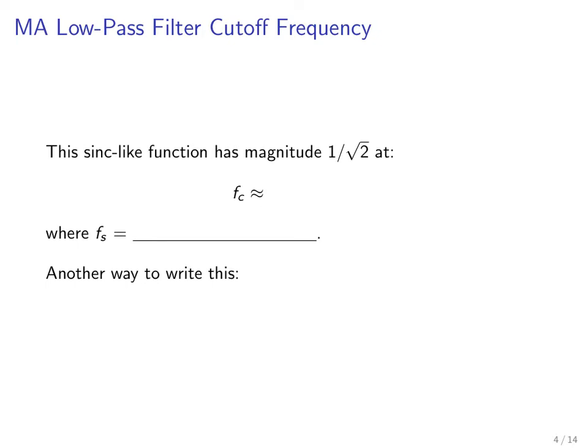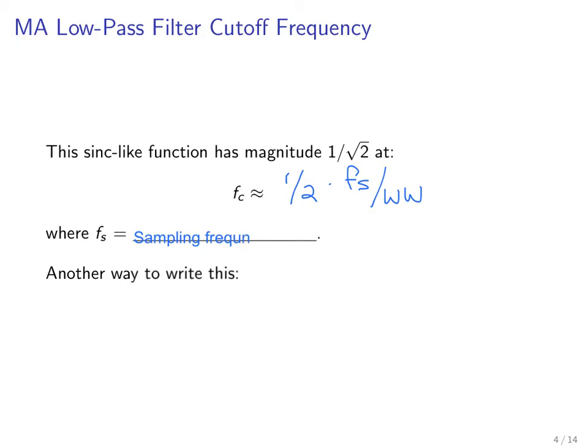Now this sinc-like Dirichlet kernel has magnitude 1 over root 2, or minus 3 dB on the dB scale, at frequency f sub c, or the corner frequency, of 1/2 times f sub s over WW. So again, WW is the window width of the filter. And f sub s is the sampling frequency that was used to sample the signal.